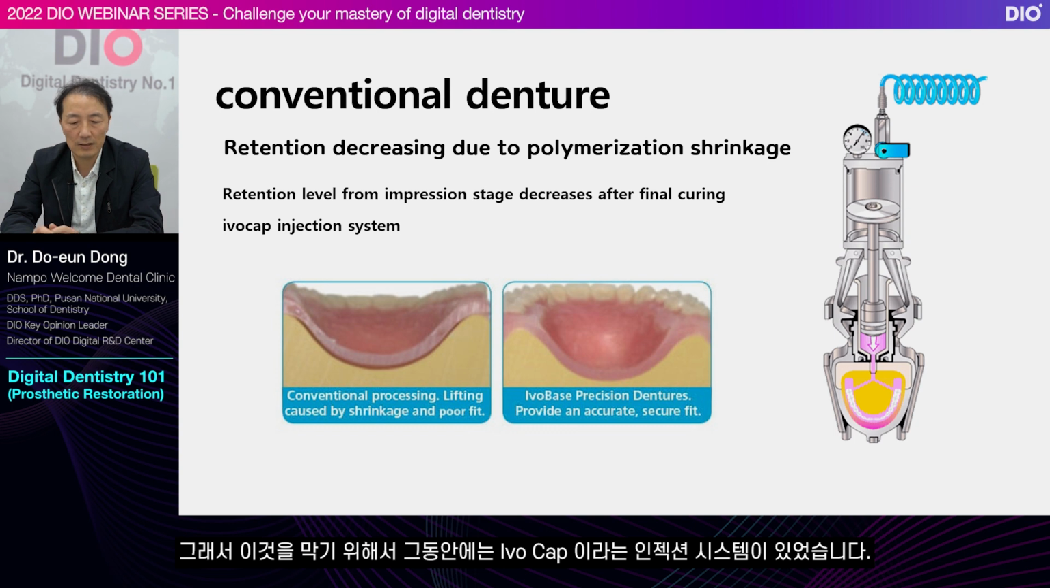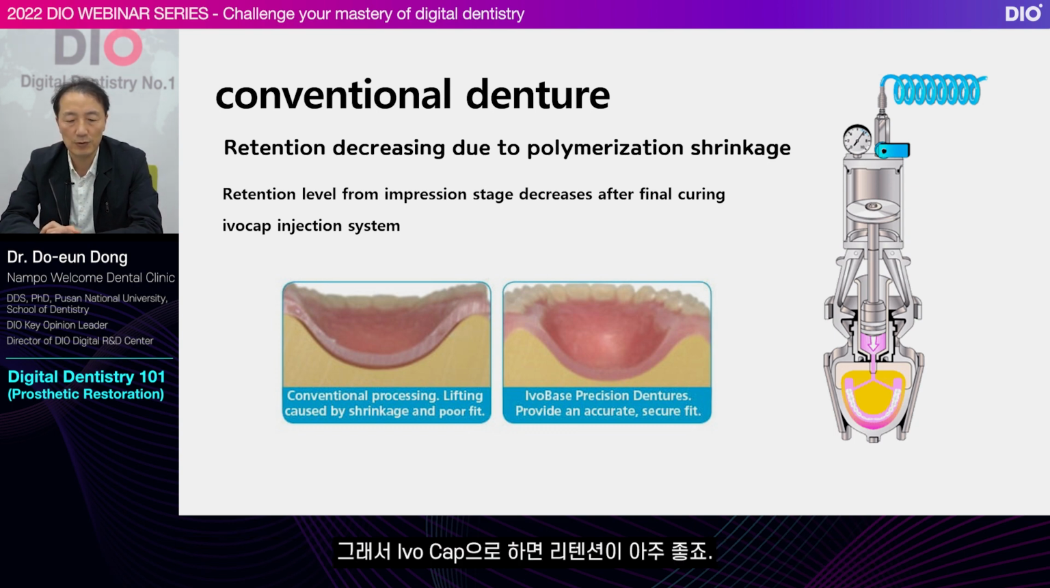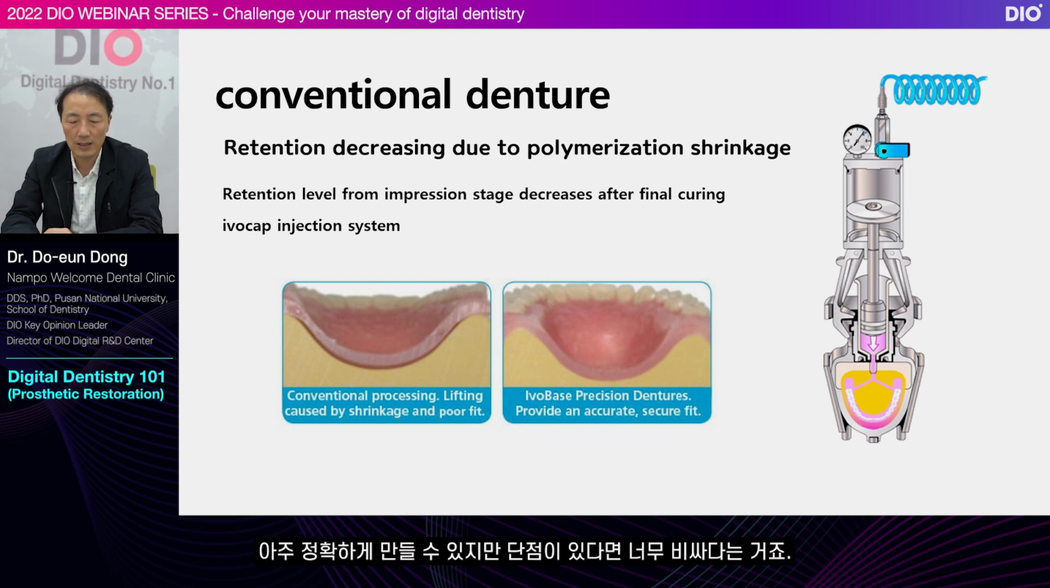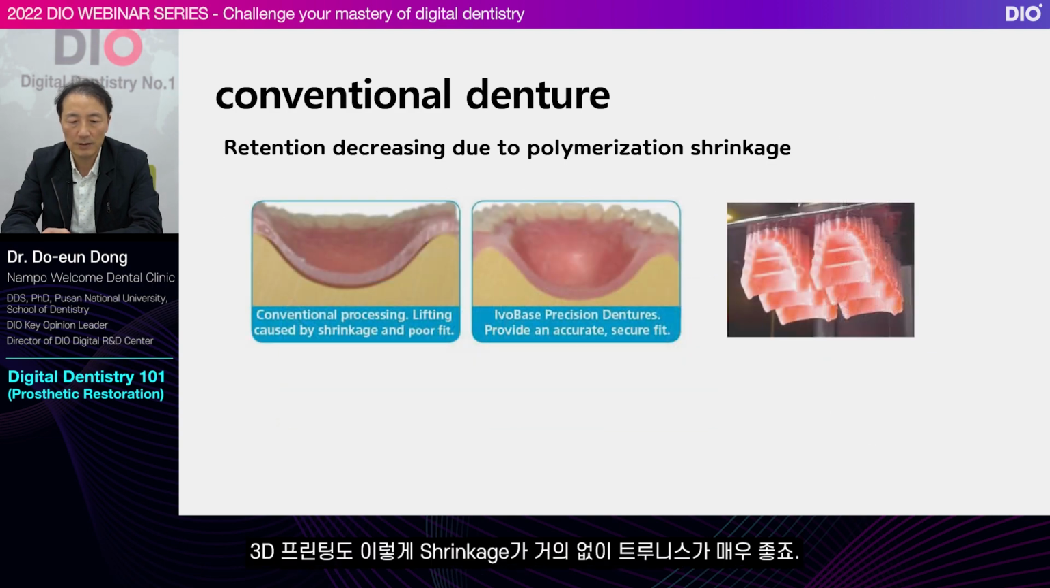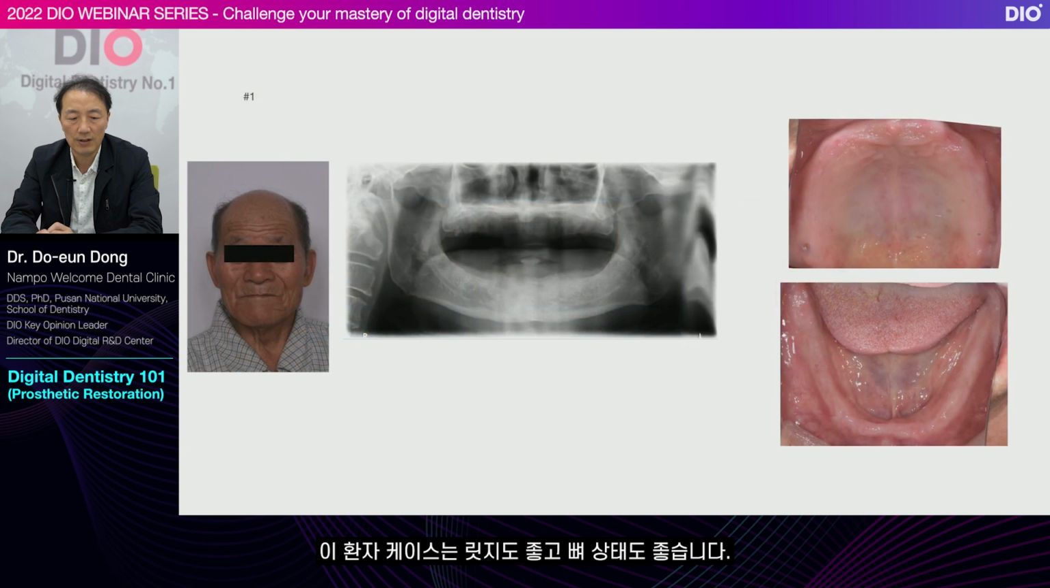To prevent this, there was an injection system called EvoCap. So if you use the EvoCap, the retention is very good. It is very accurate, but the disadvantage is that it is too expensive. 3D printing has very good trueness with almost no shrinkage. In this patient case, the ridges are good and the bone condition is also good.